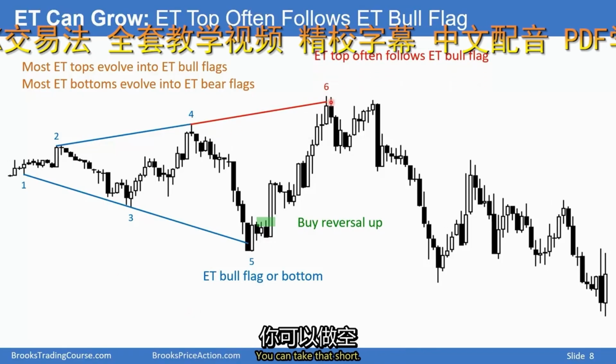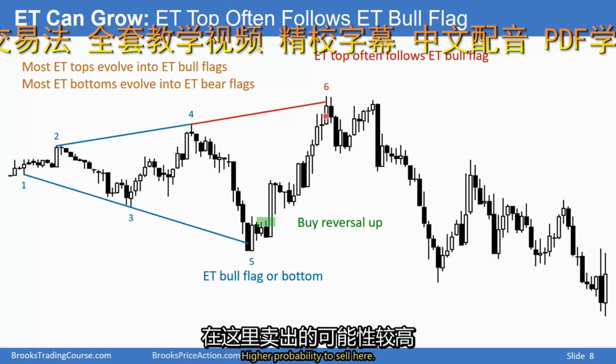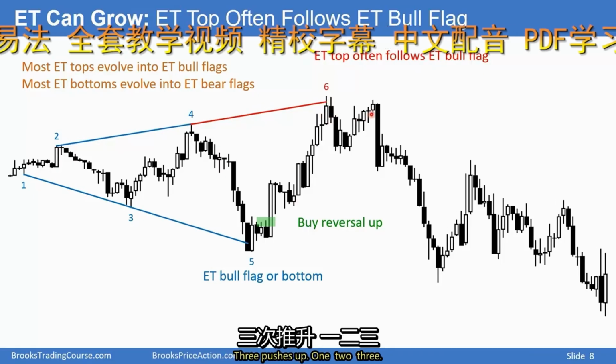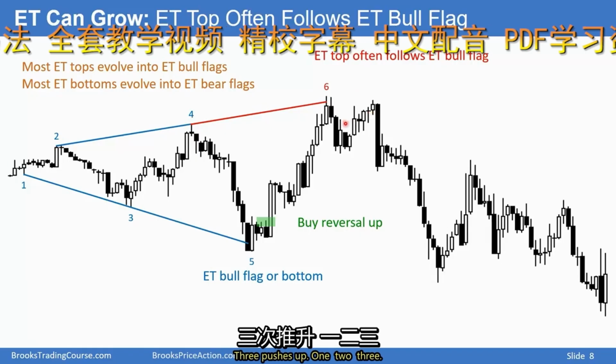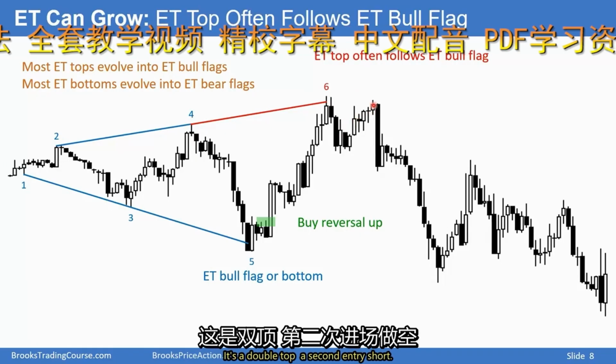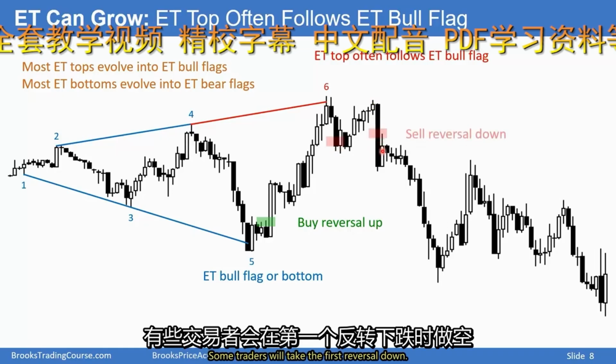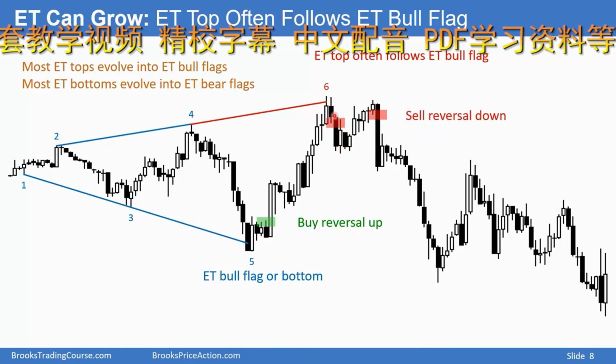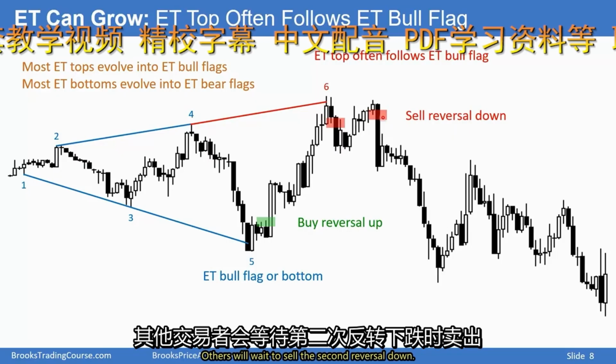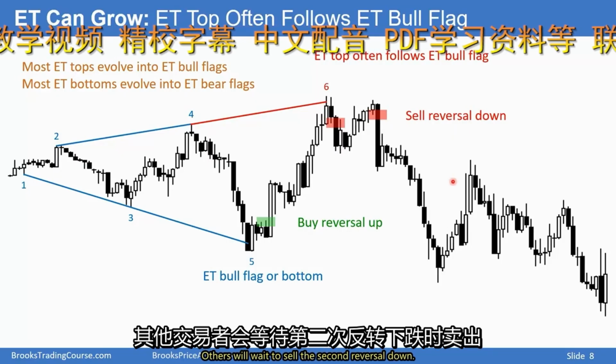And now we have another reversal down. Very tight channel. You can take that short, higher probability to sell here. 3 pushes up, 1, 2, 3. It's a double top, a second entry short. Some traders will take the first reversal down. Others will wait to sell the second reversal down.